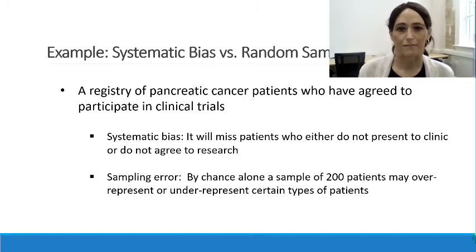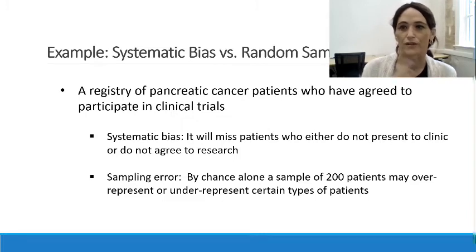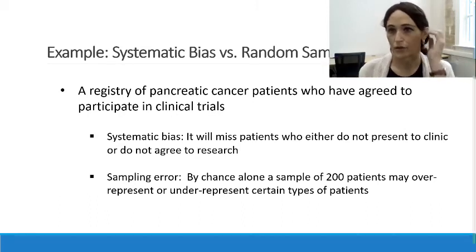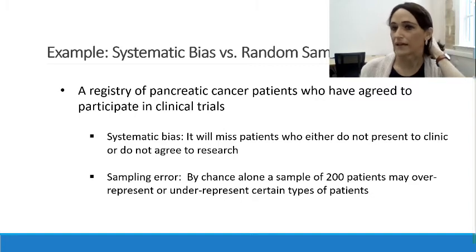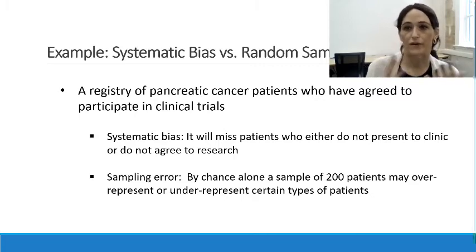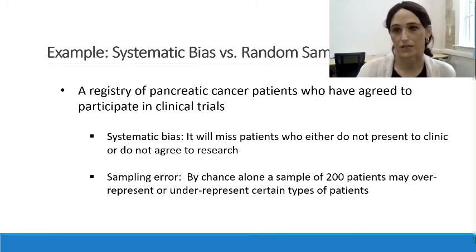Sampling error is that by chance alone, a sample of 200 patients may overrepresent or underrepresent certain types of patients. If we only have 200 patients out of 200,000 patients, just by chance, we might not get as close as we want to the truth. But if we had a much larger sample, or even a modestly larger sample, our risk of making an erroneous inference becomes much, much less.